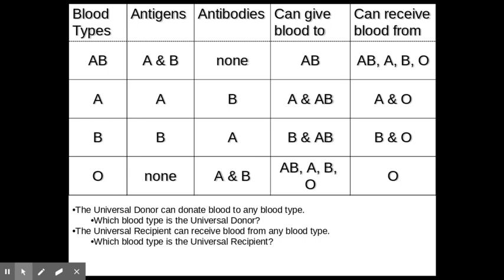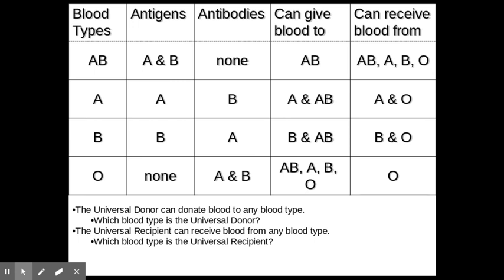So here's a breakdown of how the blood types relate to each other. If you are type AB blood, you have A and B antigens and you do not have any antibodies. So you can give blood to other AB people. You can receive blood from AB, A, B, and O type bloods. So you are known as the universal recipient.